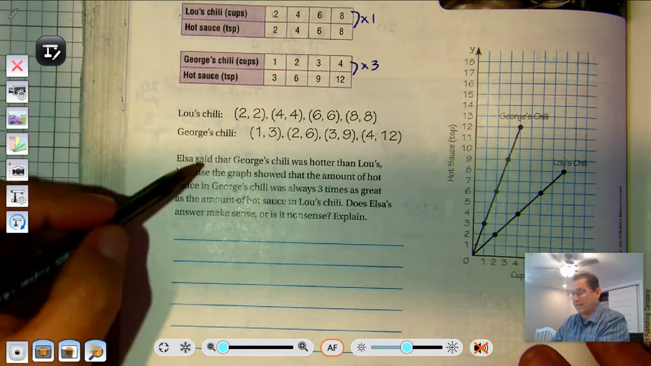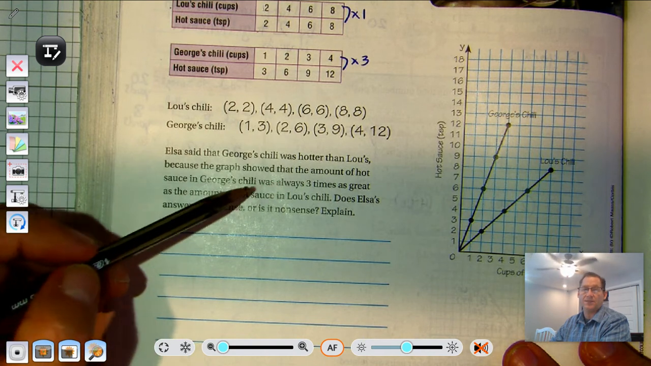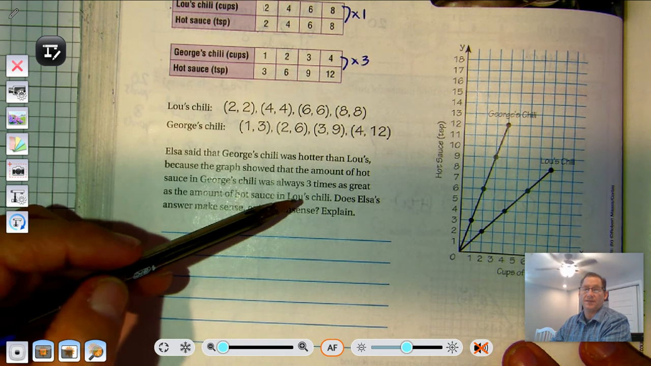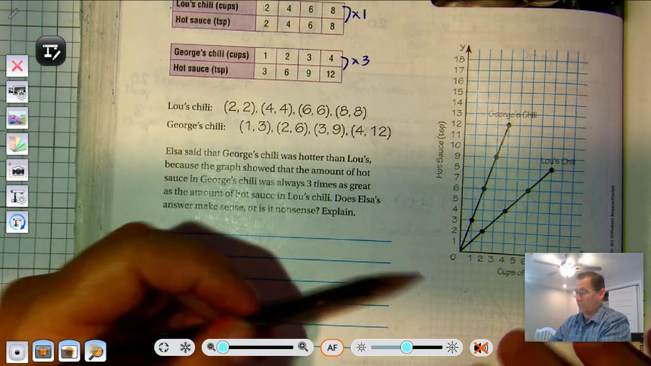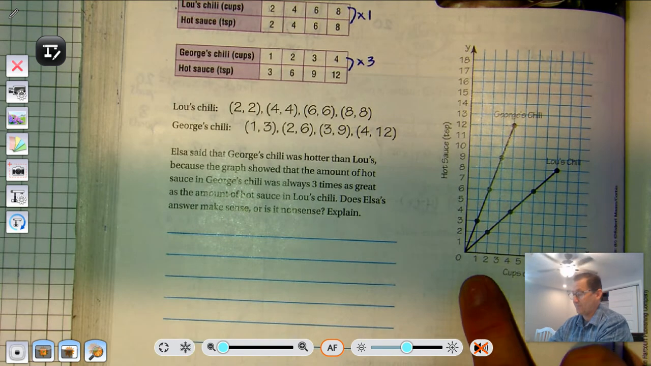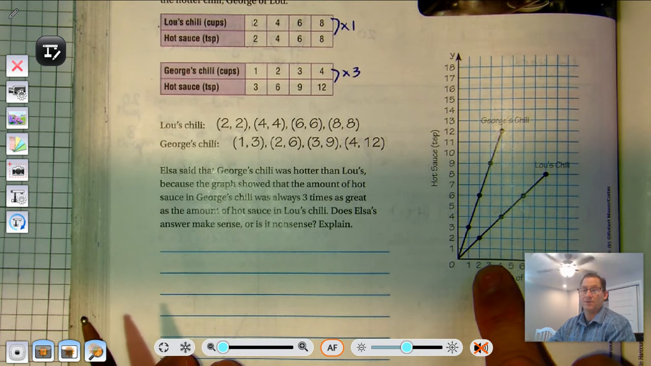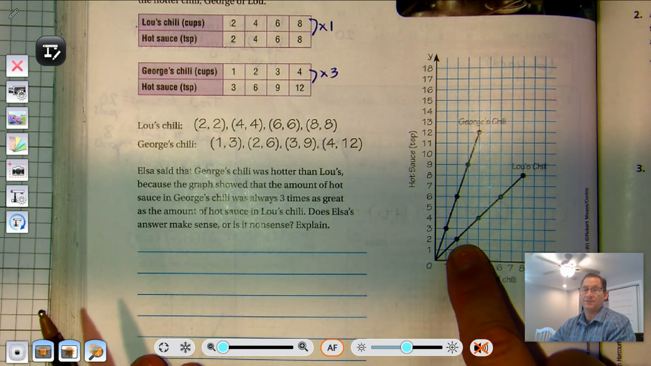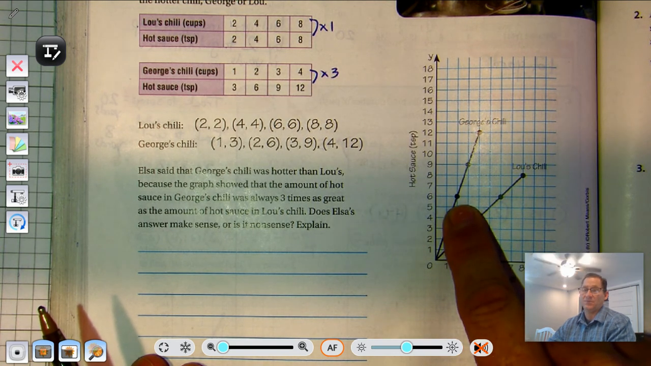Well, Elsa said that George's chili was hotter than Lou's because the graph showed that the amount of hot sauce in George's chili was always 3 times as great as the amount of sauce in Lou's chili. Does Elsa's answer make sense, or is it nonsense? All right, well, what happened when they both had 2 cups of chili? Well, Lou's has 2 teaspoons of hot sauce. Meanwhile, George's has 6 teaspoons.